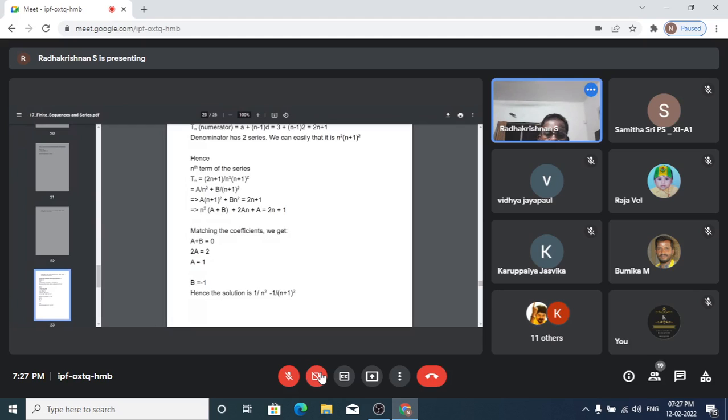So அதனால that the two fractions are the partial fractions 1 by n square minus 1 by n plus 1 the whole square.